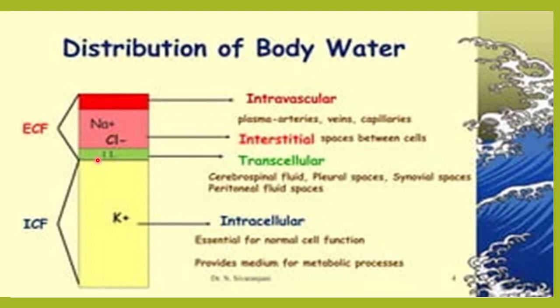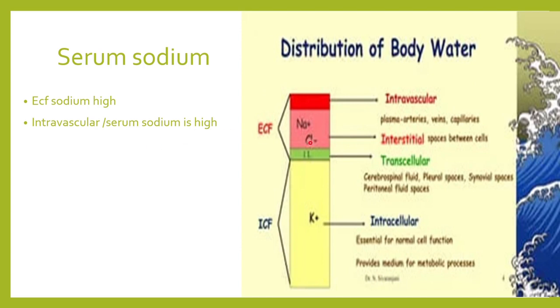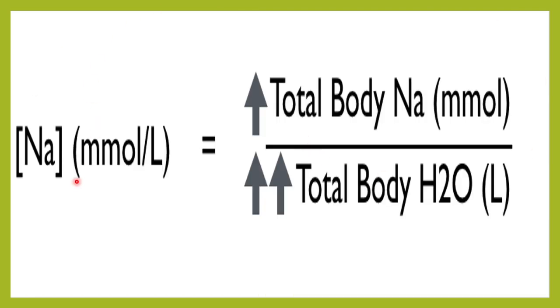And then you have the transcellular. Transcellular is across the cells, like you have the cerebrospinal fluid, the pleural space, the synovial space, the peritoneal fluid spaces. All these spaces are the transcellular fluids. I have told you that sodium is concentrated more in the extracellular fluid, especially in the interstitium. So the normal sodium distribution will depend upon the total body water.